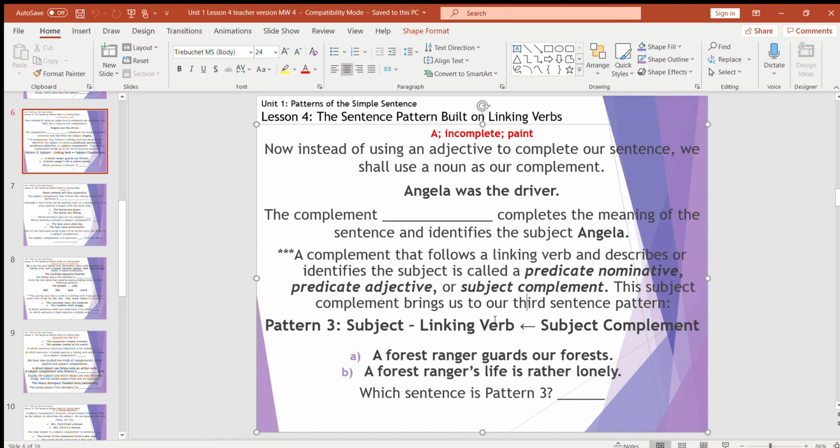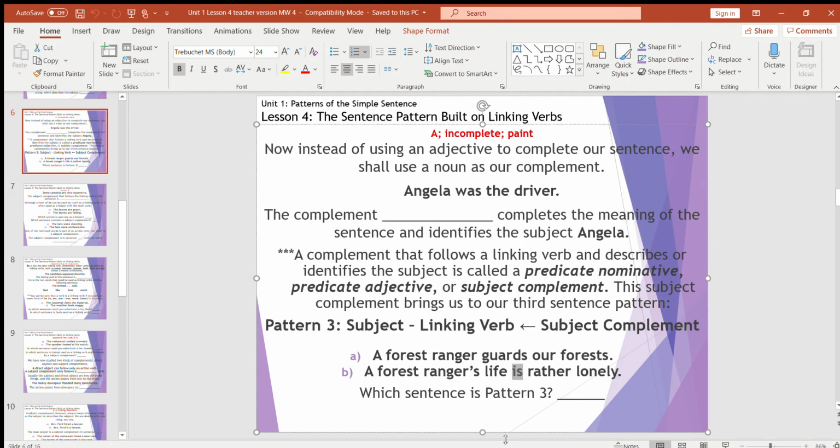Which brings us to the third subject pattern. So circle, star, highlight this chunk as well. You're going to have a subject. Instead of an action verb, you're going to have a linking verb, and then that subject complement will finish it off, and it will give us more information about the subject. So if we have A, a forest ranger guards our forest, versus B, a forest ranger's life is rather lonely, the way to tell which of the two sentences is pattern 3 is to look at the verb, okay? In A, we have the verb guards, which is an action verb. In B, we have the verb is, which is a linking verb. It's a form of be.